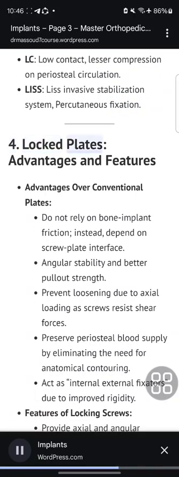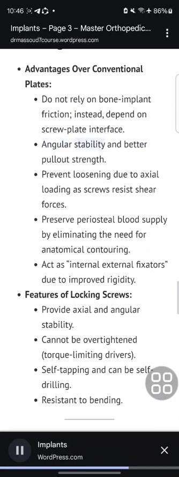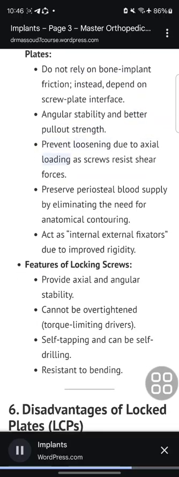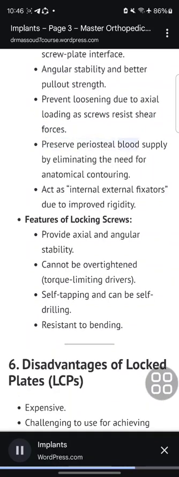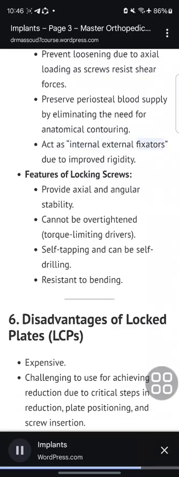4. Lock plates: advantages and features. Advantages over conventional plates: do not rely on bone implant friction, instead depend on the screw plate interface. Angular stability and better pull-out strength. Prevent loosening due to axial loading as screws resist shear forces. Preserve periosteal blood supply by eliminating the need for anatomical contouring. Act as internal-external fixators due to improved rigidity.